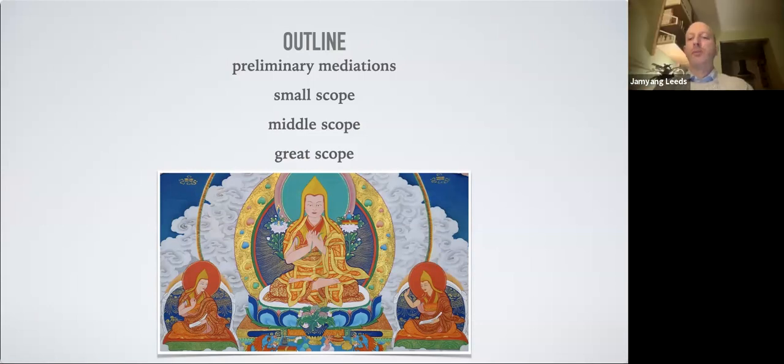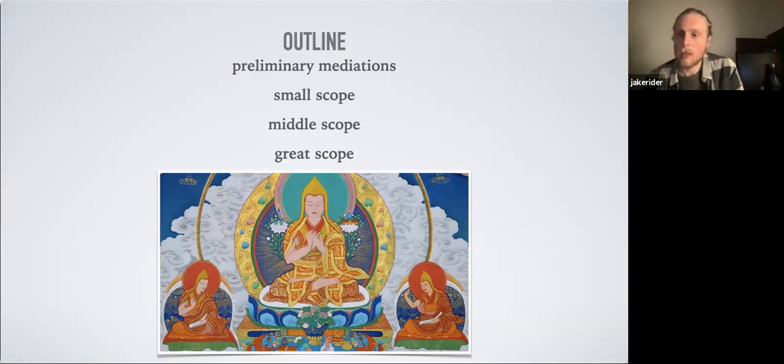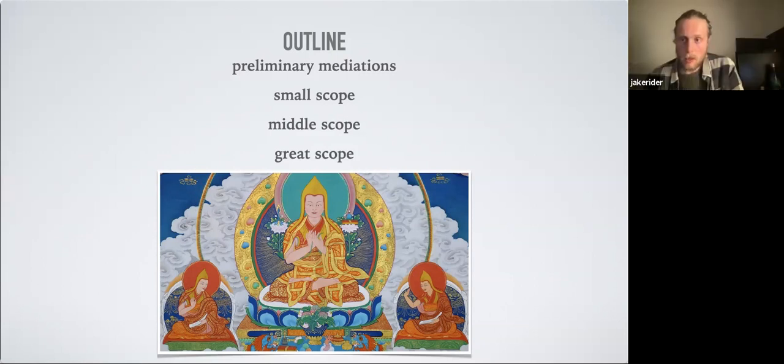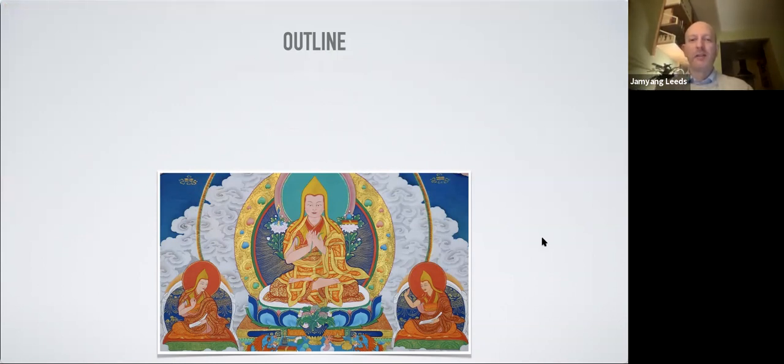What about middle scope? Somebody else? Suffering, meditation on suffering, is that one? Yeah, what kind of suffering? It's in the upper realms, the causes. Is that right? Yeah. Very good. Very nice. Thank you. And great scope then. What meditations go in the great scope? Well, we'll look at that as we go along today.